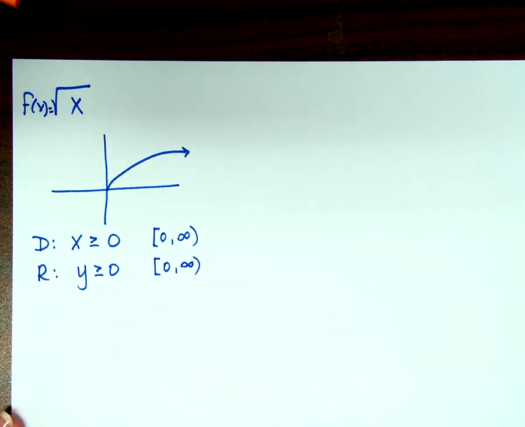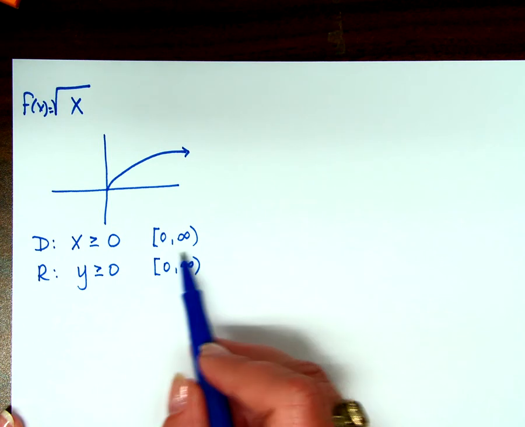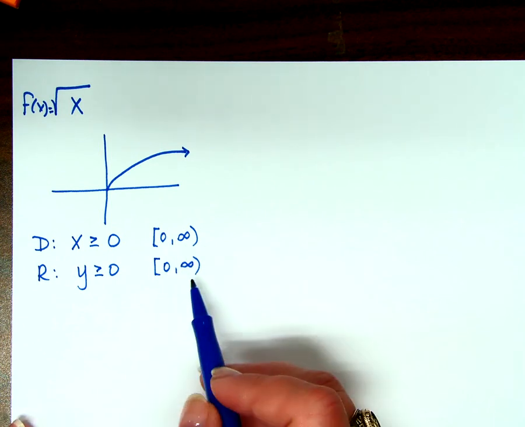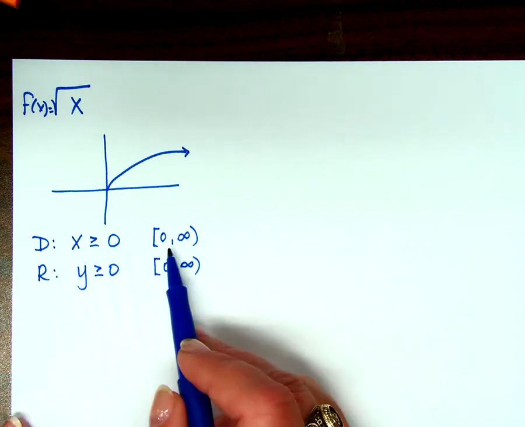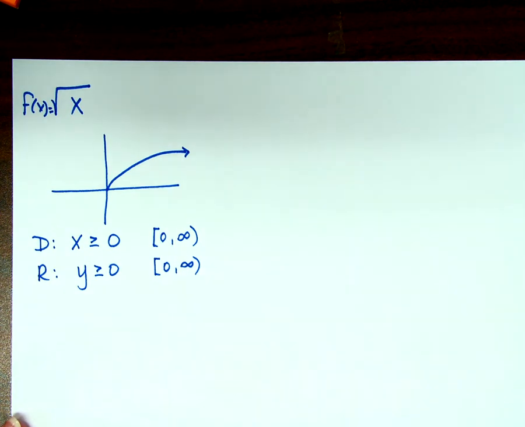It doesn't? But it looks exactly the same, right? From 0 to infinity, 0 to infinity. We know this is domain, we know this is range. But visually, these two look exactly the same, don't they? Okay.